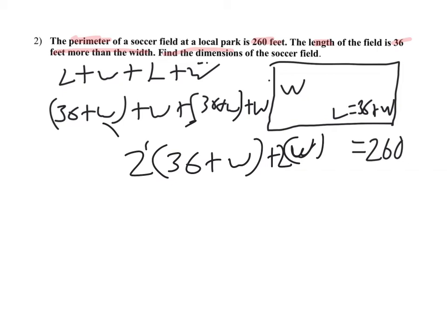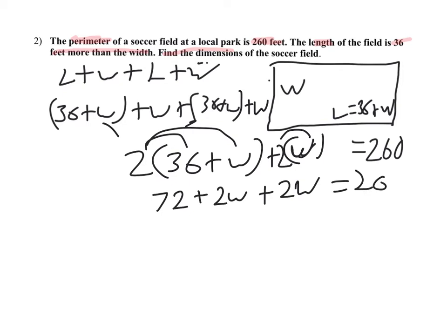When we do that, we've got 2 times 36, which is 72. 2 times W, distributed to W, and with the addition sign, is another 2W. And then for the right side, we've got 2 distributed to W, which is 2W, equal to 260. All right, we need to get our variable by itself so we can figure out the individual dimensions. We need to find the width first so we can find the length, and then we'll have the dimensions.